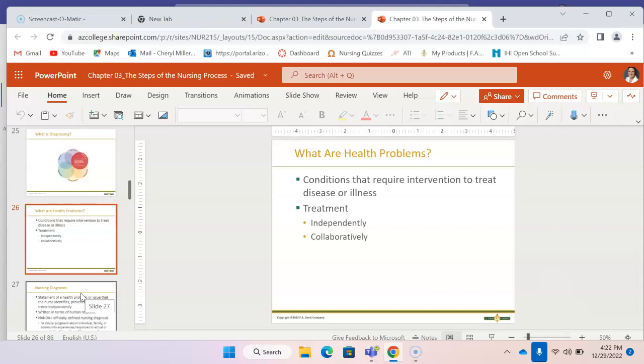There are conditions that require intervention to treat a disease or an illness, and the treatment could be done independently or collaboratively. Treatment independently: put their foot up if they have swelling in their foot. I can independently do that. But there might be something I have to do collaboratively, like breathing treatments, oxygen, ventilators, that I need a respiratory therapist for. And I need the doctor to write those orders for me. Nursing judgment, nursing orders do not need a physician's order to do it. Putting a foot up on a pillow, I do not need an order for that. Okay?